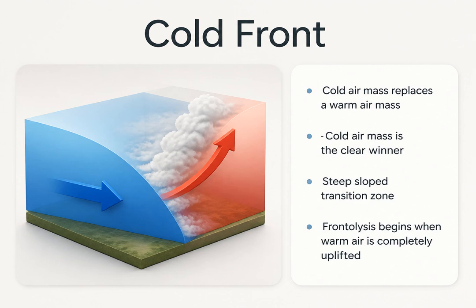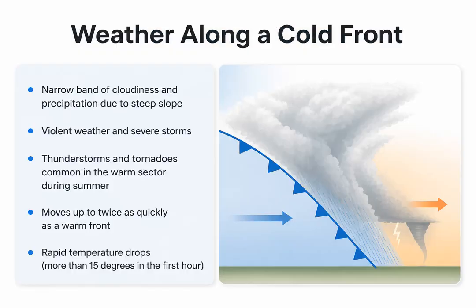The front eventually dissipates, or undergoes frontolysis, when the warm air mass is completely uplifted off the ground by the cold air. Because of that steep slope, the weather along a cold front is concentrated in a narrow band of cloudiness and precipitation. The upliftment of air is quite rapid, making the weather along it violent. A cold front moves up to twice as quickly as a warm front, producing sharper changes in weather over a shorter duration. During summer, severe storms, thunderstorms, and even tornadoes can occur in the warm sector.